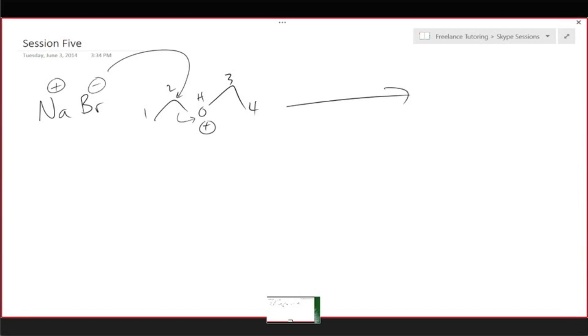So why is carbon-2 a reasonable electrophile? Because it's attached to an atom with a positive charge. That's right. And why is the oxygen a good leaving group? Because it has a positive charge. That's right. And why is the bromine a good nucleophile? It has a negative charge. Okay, great. All right, excellent.